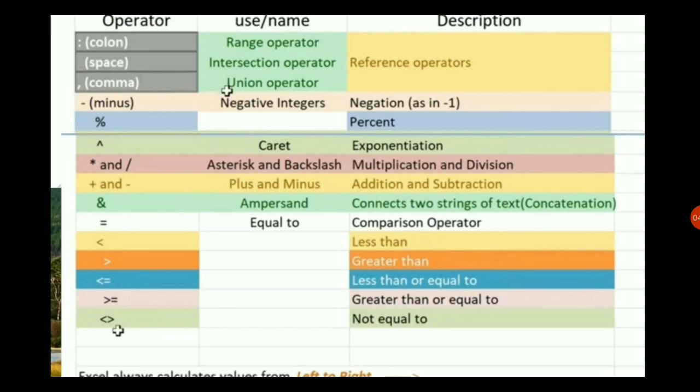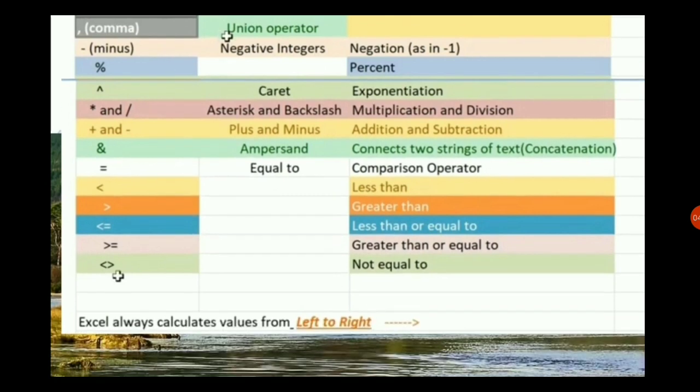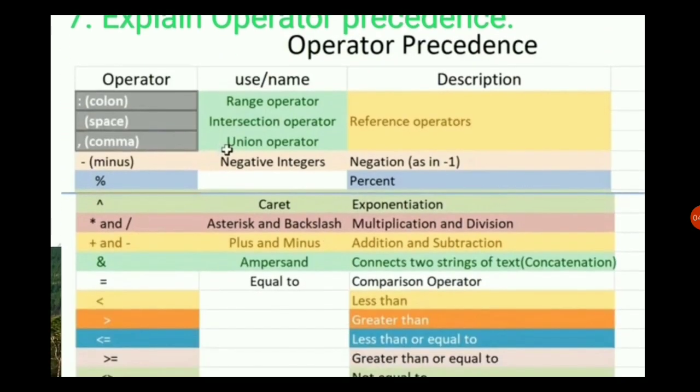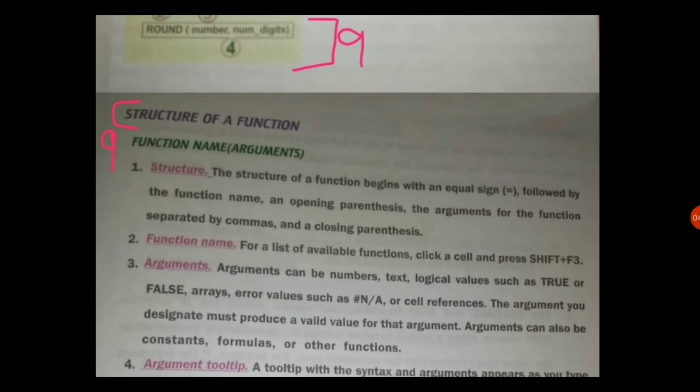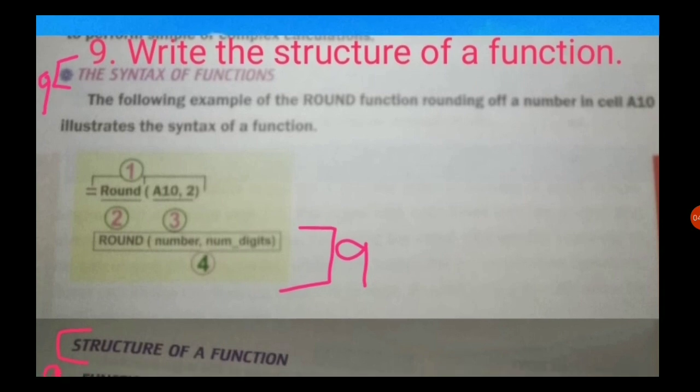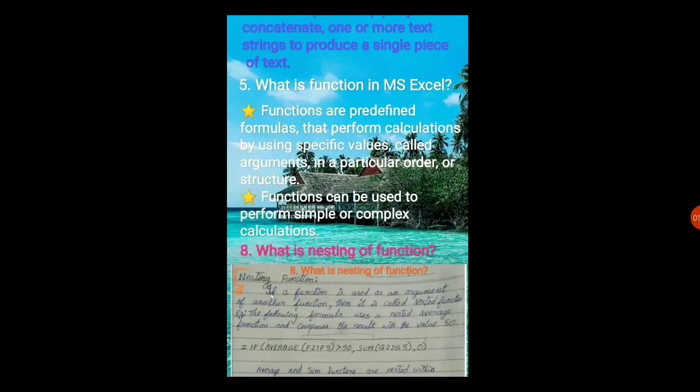Star, multiplication, division, addition, subtraction, ampersand, which connects or concatenates 2 strings. Next one is the equal sign, comparison operator. Then comes the less than, greater than, less than or equal to, greater than or equal to, and last one finally it is the not equal to. And write this sentence also, Excel always calculates values from left to right. And this will be your 7th question, which is a detail. Next we'll see the 8th one.